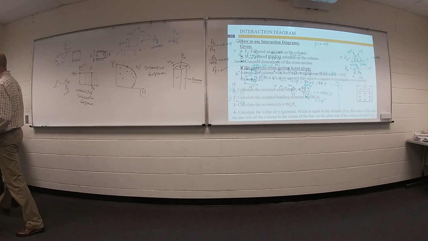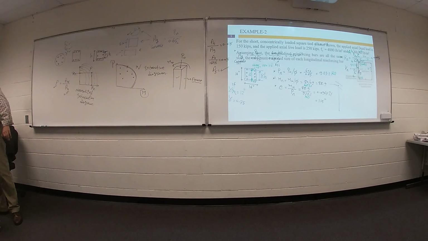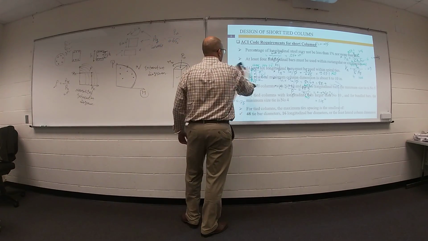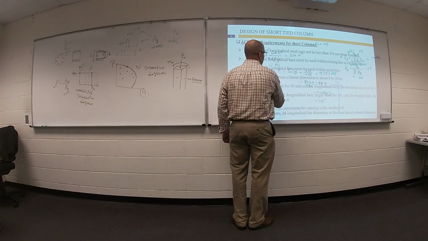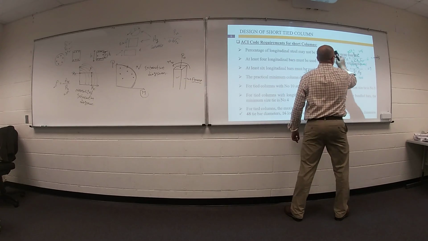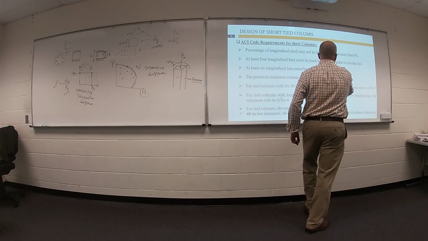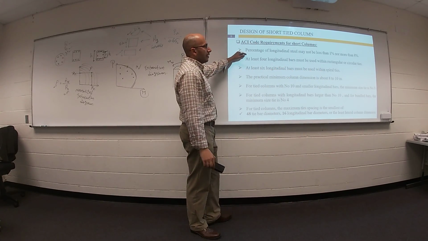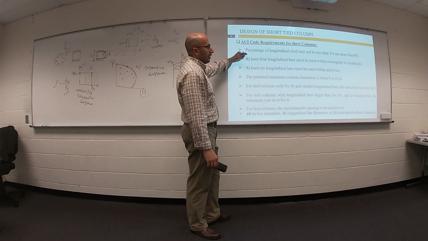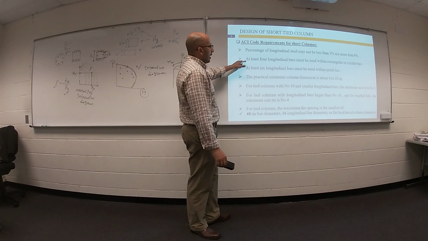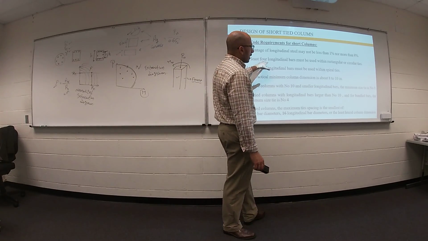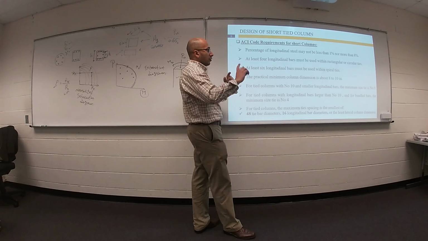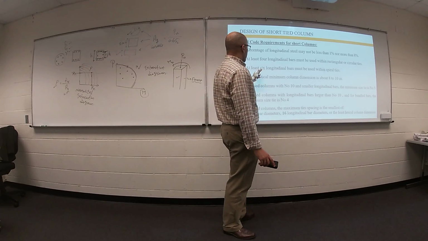And also, you have some rules you need to follow. Do you remember these rules? Yeah. Your percentage of steel is between 1 and 8%, not less than 1, not more than 8. At least we need to have 4 longitudinal bars if your column is a tied column, but if your stirrups are spiral ties, we need 6 bars.